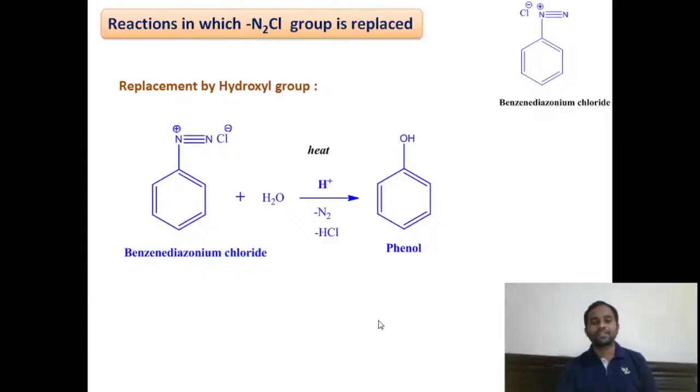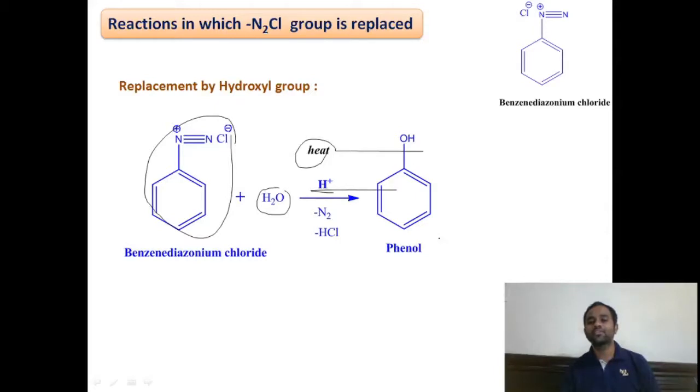Now the another reaction, using this benzene diazonium chloride we can also replace this N2Cl group by the OH group to get the phenol as the product. Simple, you can see in this reaction. Just we have to treat this benzene diazonium chloride with the water in acid medium, followed by heating, we will get the phenol as the product, right?